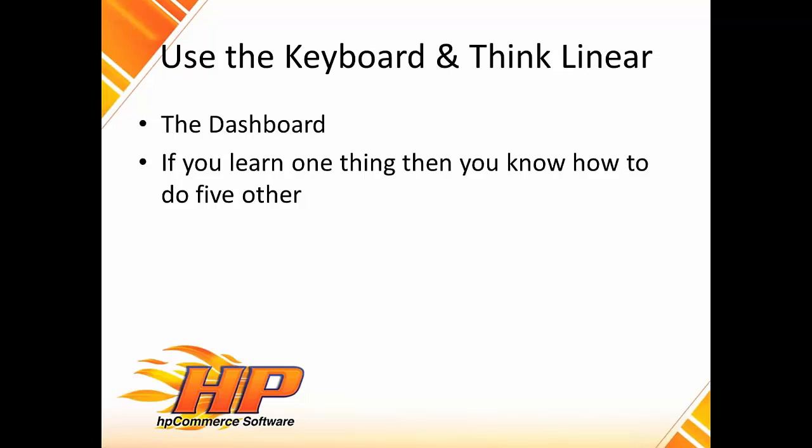And then finally, HP is easy to learn. If you learn one thing, then you know how to do 5 other things. As an example, later on, we're going to learn how to produce a sales order. Once you learn how to produce a sales order, you'll know how to produce a quote and a purchase order. They all work similar. We saw yesterday when searching that once you learn how to search in one location, the search tools work the same every place in the software.